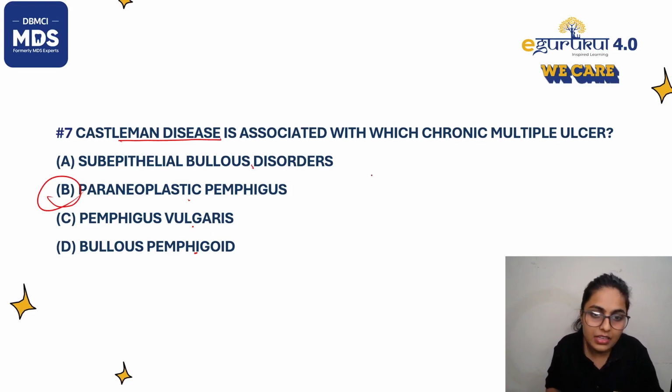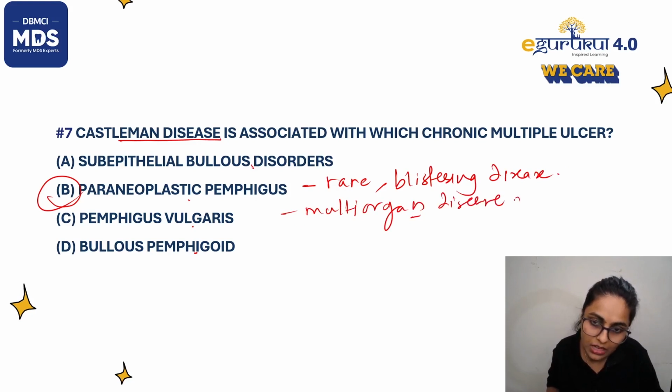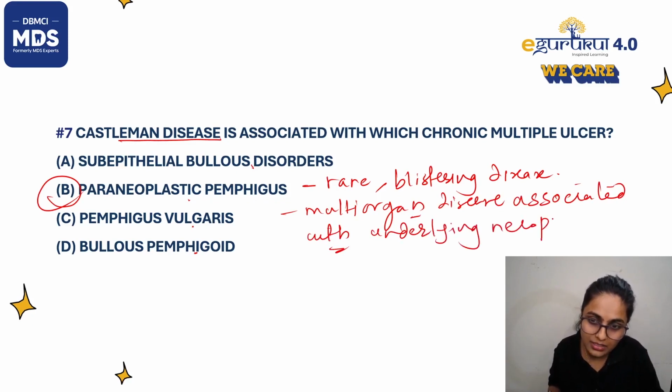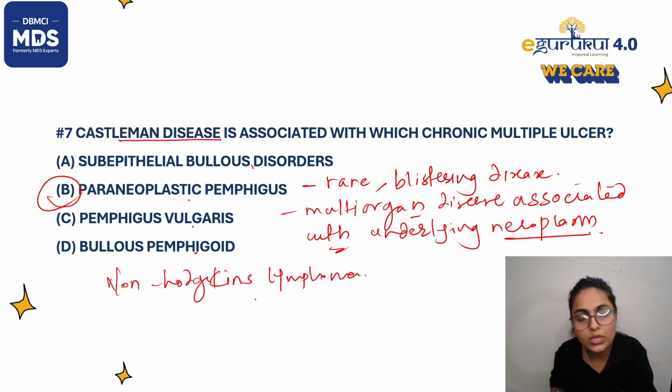Now what is this pemphigus? It is basically a rare blistering disease, and it is basically a multi-organ disease associated with an underlying neoplasm. So what most frequently encountered neoplasm is seen with this pemphigus? Non-Hodgkin's lymphoma. Remember the neoplasms which are most frequently noted with this paraneoplastic pemphigus.